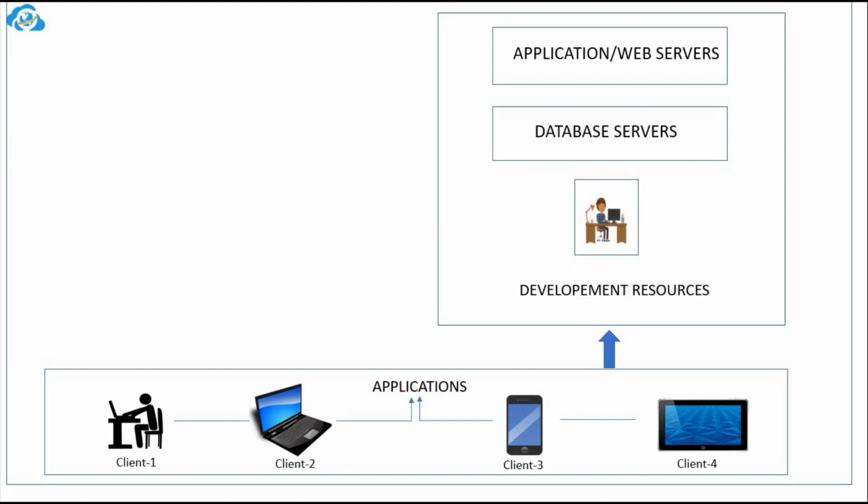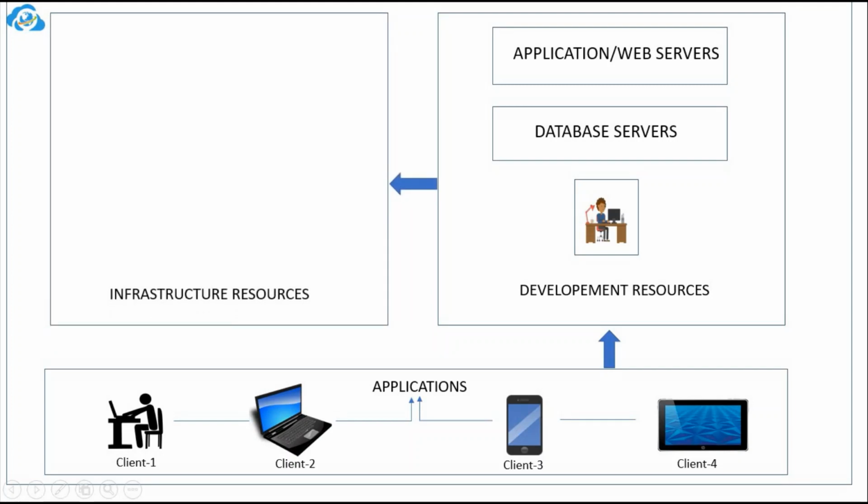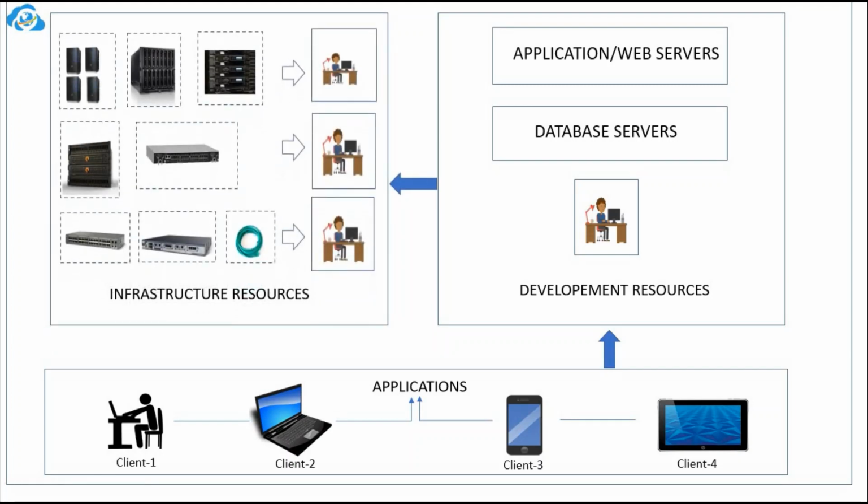So what are the infrastructure resources it requires? To configure the application or web servers or database servers, we need infrastructure resources. So these infrastructure resources consist of your servers, your storage devices, and your network devices. So if you are working in an IT company or IT enabled services company, if you go to the infrastructure, this is a typical infrastructure which they follow. So there are infrastructure resources, there are development resources, and there are end users. So let us understand each factor in detail. So let us focus on the infrastructure resources first.